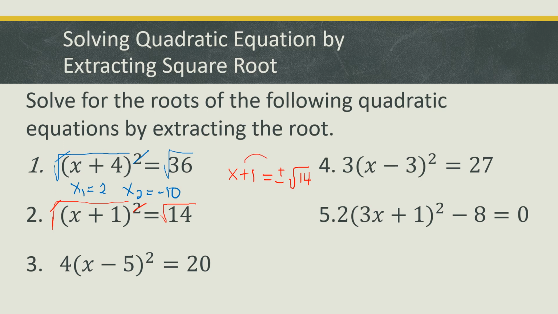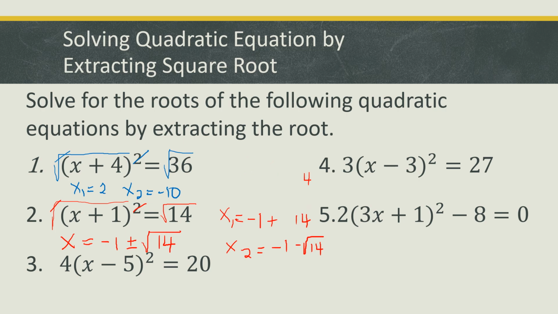So transpose positive 1, and we have the first solution, negative 1 plus the square root of 14, and the second solution is negative 1 minus the square root of 14. Since we cannot simplify these two solutions, these are already the solutions. So therefore, we have two values: negative 1 plus or minus the square root of 14. Right, let us try example number 3.